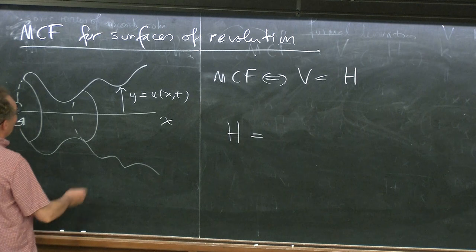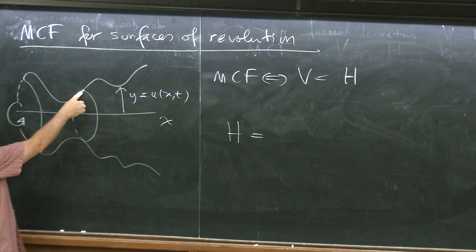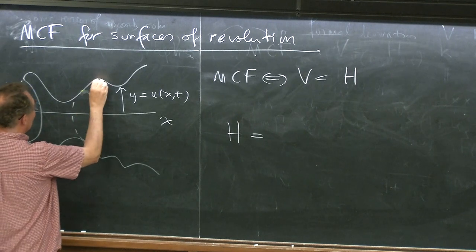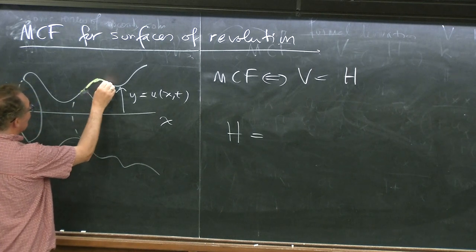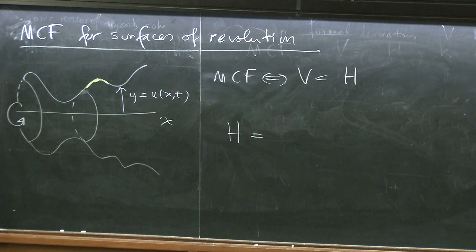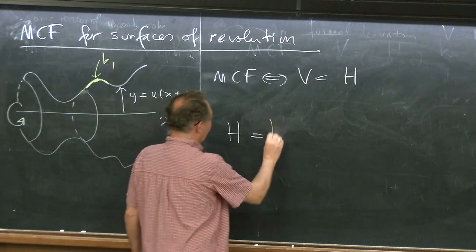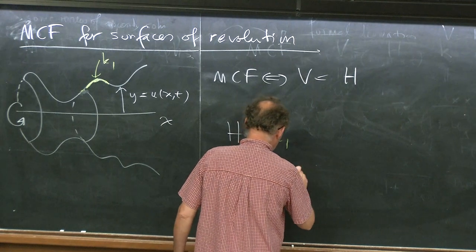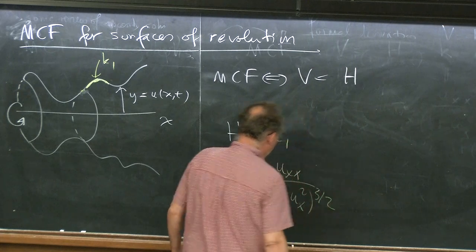One is, so this surface, let's say you're at this point, and again, for some reason, I picked the inflection point. Let me pick this point. There's one curvature that is this. So there's a principal curvature direction that is parallel to the axis of rotation. That's k1. And that is just u_xx over (1 plus u_x squared) to the 3/2.